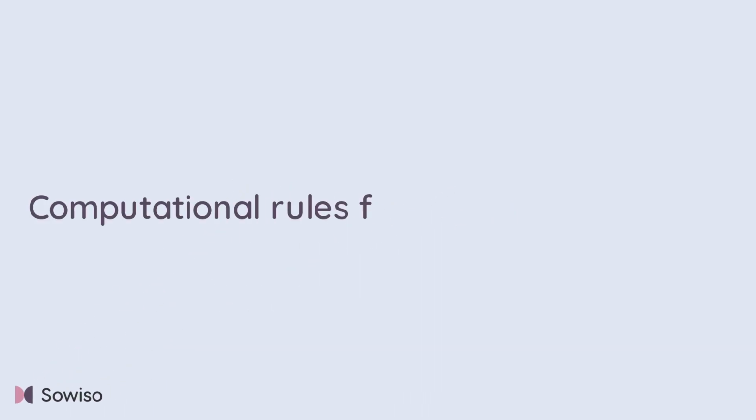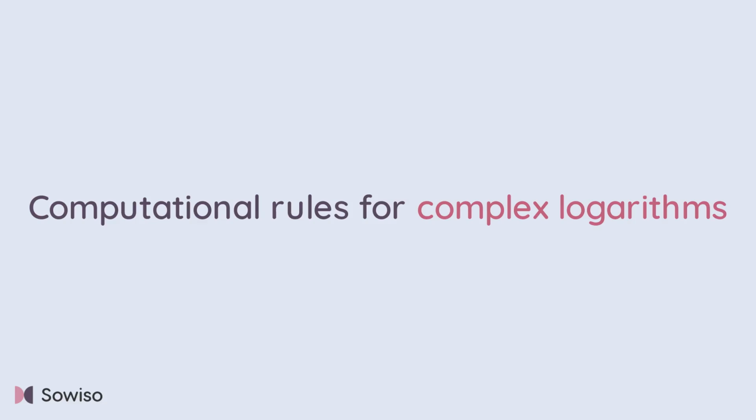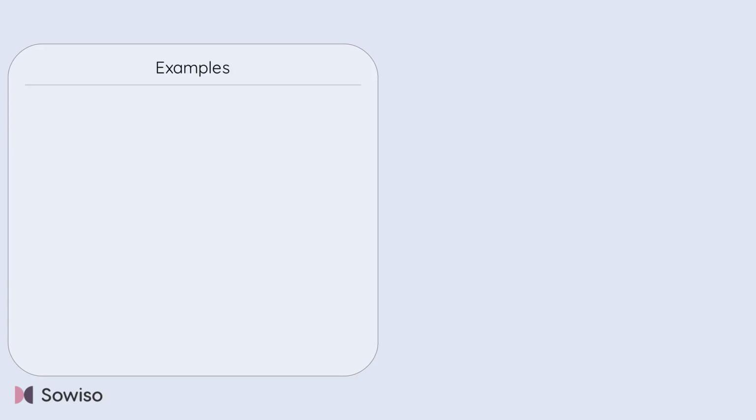In this video, we show how to apply the computational rules for logarithms of complex numbers. Consider the complex numbers, written in polar form. z equals 5 times e to the power of negative 3 pi over 4 times i, and w equals 2 times e to the power of pi over 3 times i. We want to calculate the logarithm of z plus the logarithm of w.